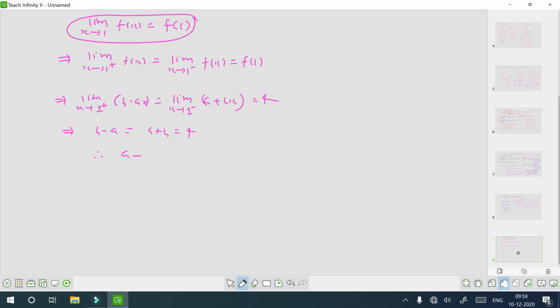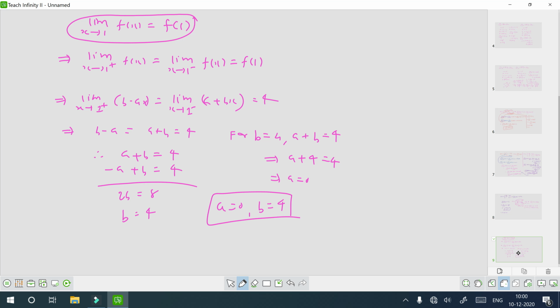So we have two equations: a plus b is equal to 4, and minus a plus b is also equal to 4. If we add them, what do we get? 2b is equal to 8, so b is equal to 4. a plus b is equal to 4 is given to us, so put b here: a plus 4 is equal to 4. So a comes out equal to 0. Our aim was to find the values of a and b. So a is 0 and b is 4.